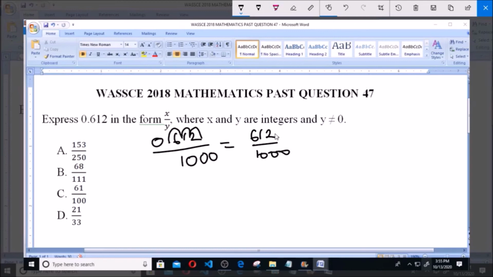The next step is simplification of this fraction, bringing it down to its lowest term. There's a number which is a factor of 612 and also a factor of 1000, and that number is 4. 4 goes into 612 to give us 153, and into 1000 to give us 250. So therefore the answer to this question is 153 all over 250, and that is option A.